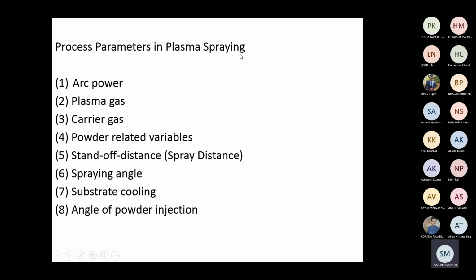The process parameters in plasma spraying are power, plasma gas, then carrier gas. Plasma gas means preferably argon, carrier gas preferably nitrogen. Then powder-related variables: powder flow rate, powder material, particle size. Standoff distance, the spray distance from the flame to the substrate, is also very important. Then spraying angle, substrate cooling, and the angle of powder injection are also important so that wastage of powder will not be there.